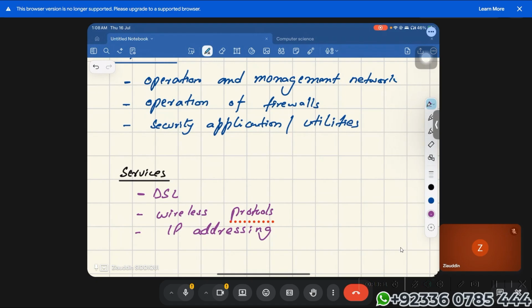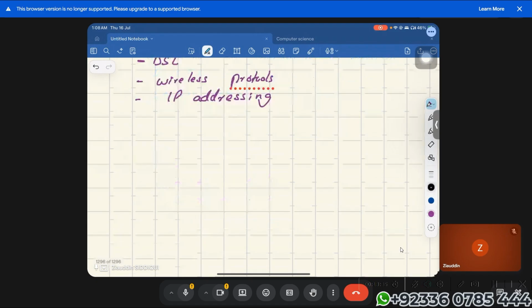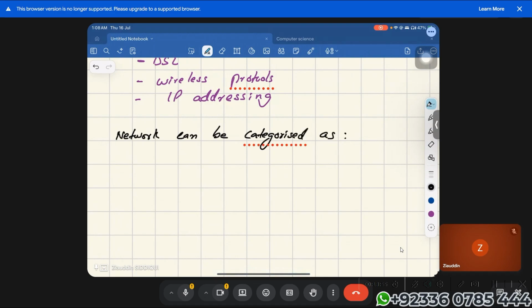So we can categorize networks as private and public. First of all, what is a private network? Private networks are owned by a single company or organization. When I say single company or organization, it means that they are often a LAN or intranet.